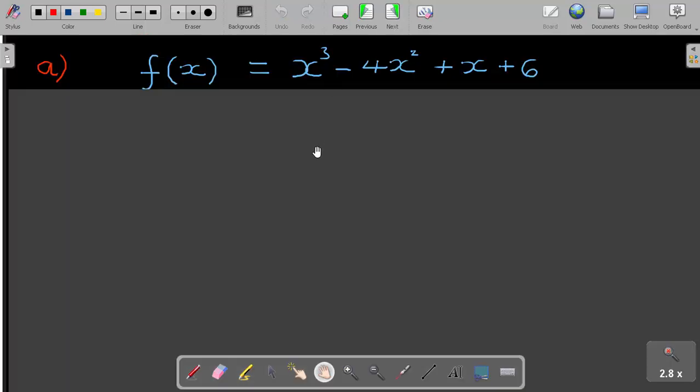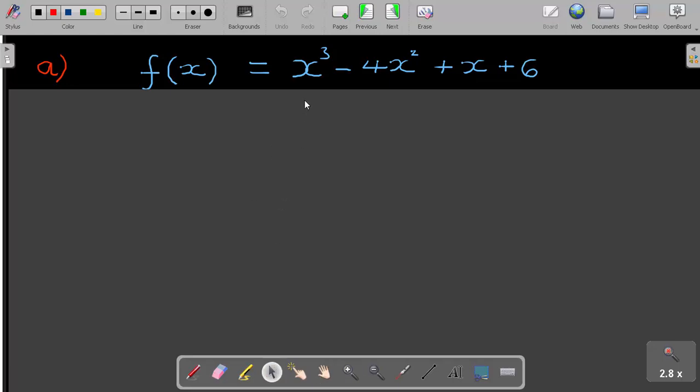Now, for example, here they say solve x cubed minus 4x squared plus x plus 6 equals 0. This is our function here. f(x) equals x cubed minus 4x squared plus x plus 6. So I want to show you how to get our intercepts. Are we together? Where we're going to equate to 0. So what do we do in this case?